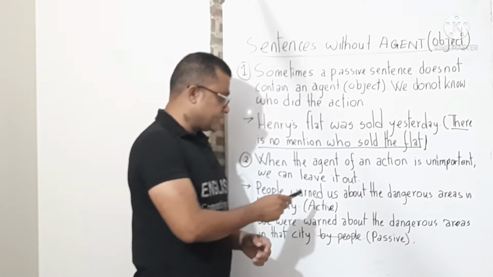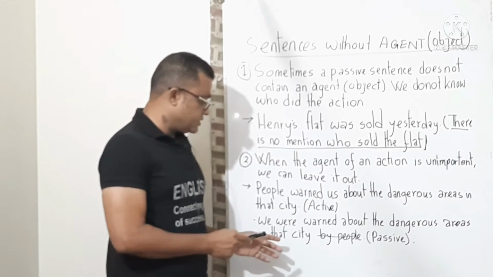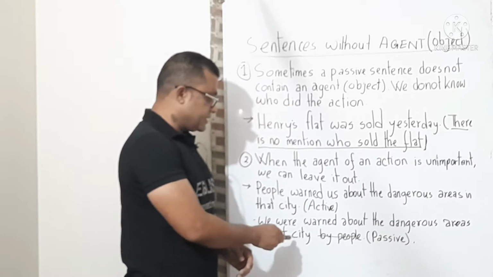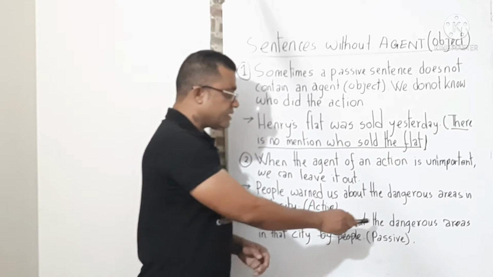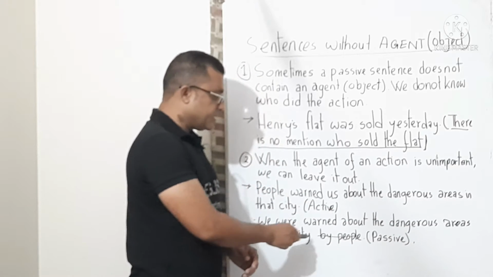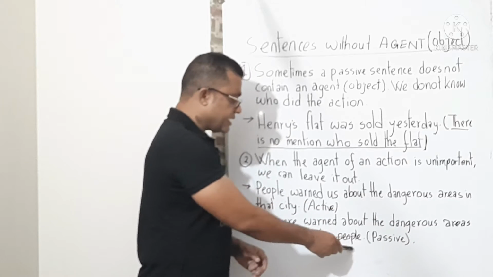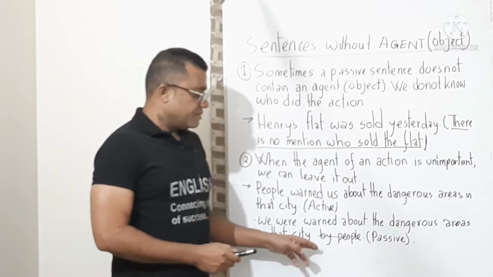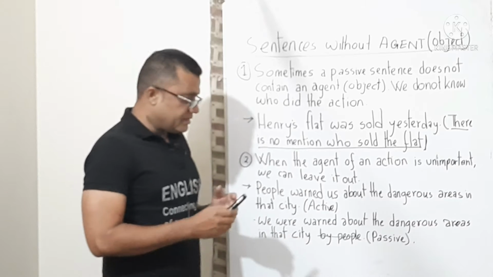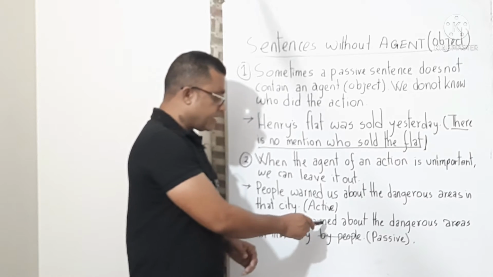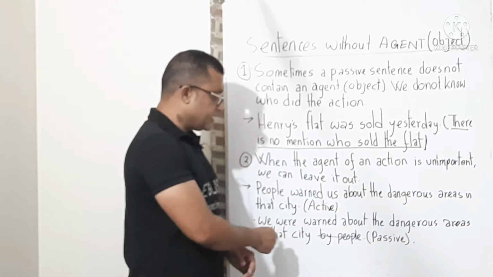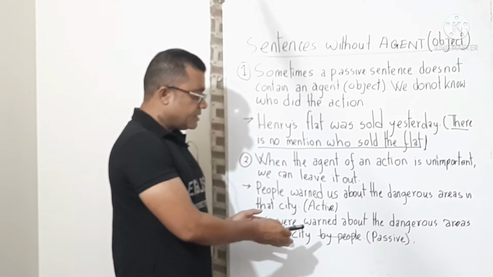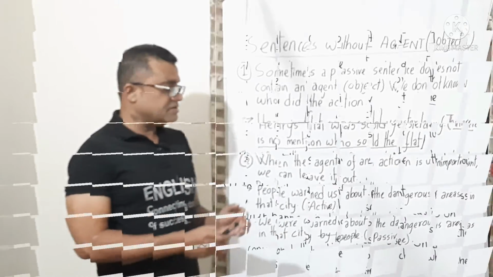The passive is: we were warned about the dangerous areas in that city. We were warned about the dangerous areas of that city by people. Here, the agent or the object, by people, is unnecessary. So, we can leave it. We can write the sentence, we were warned about the dangerous areas in that city. That is all. We don't have to mention the agent here or object here because it is not necessary.